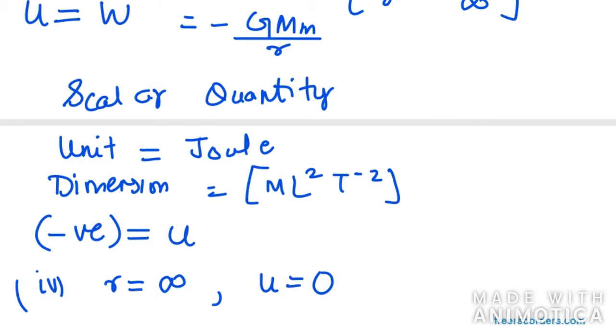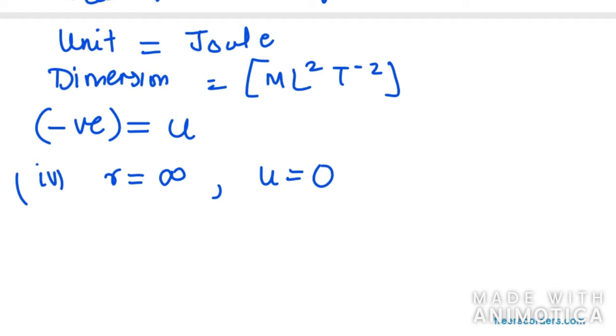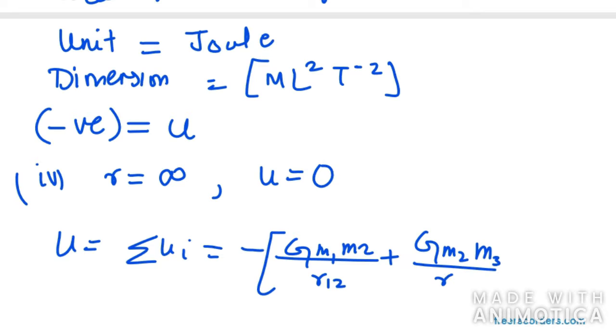Now if you want to write it in a discrete distribution manner, it will be U equal to the summation of Ui, equal to minus G m1 m2 over r12, plus G m2 m3 over r23, and so on. So this is how you will denote it for a discrete distribution of masses.